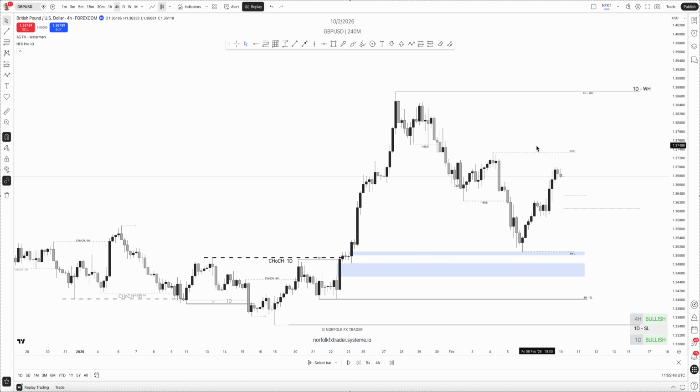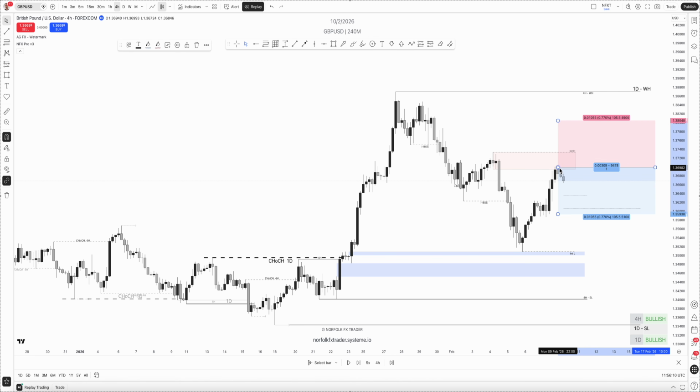So we have a pullback into a nice area here of internal supply. So market pulls back into internal supply. We've got a run towards this previous low. And that's where we've got below this a leftover imbalance. So I've been looking for the market to want to run down for this low from here. So if you were looking to take any sells here, and you'll be looking at the lower time frame for any entries, this is where you'll be looking for a potential target.